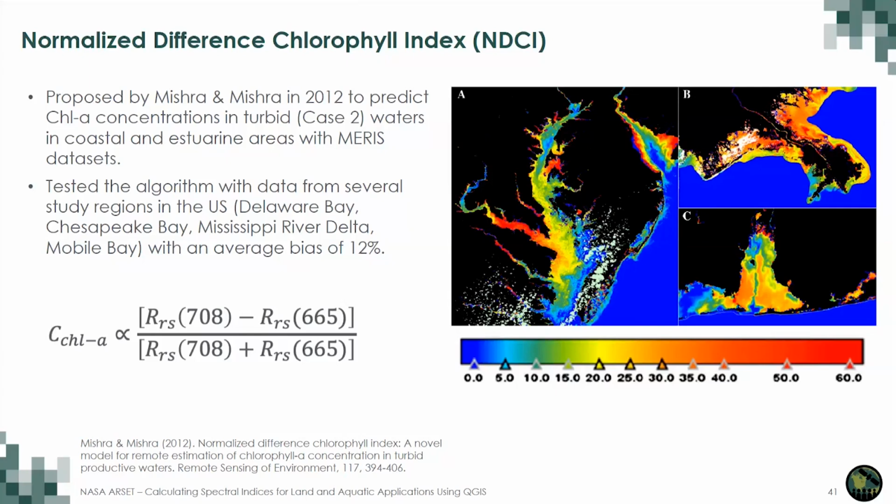NDCI uses the remote sensing reflectance at 665 nanometers and 708 nanometers, emulating the Medium Resolution Imaging Spectrometer, or MERIS, channels. Similar to other turbid productive chlorophyll A algorithms, this index uses the information from the reflectance peak centered at 700 nanometers, which is maximally sensitive to the variations in chlorophyll A concentration in water.